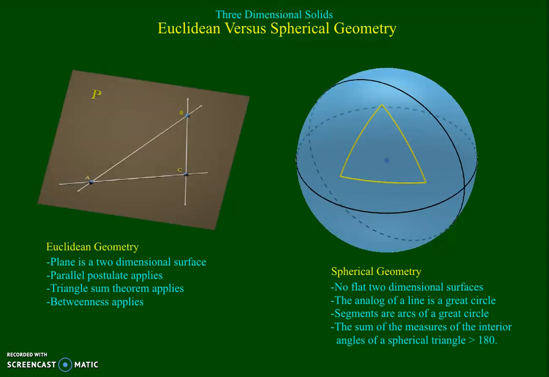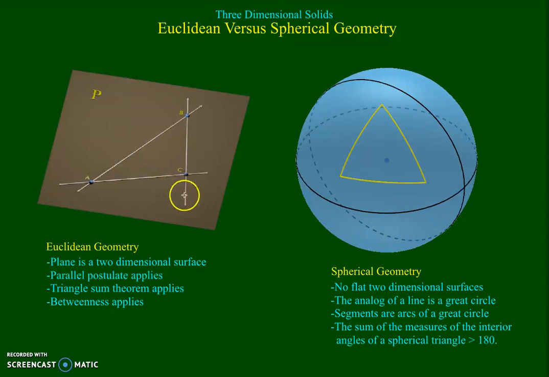There are many types of non-Euclidean geometry, and the one we're going to focus on is spherical, that is the geometry of a sphere. Now let's take a look at standard Euclidean geometry, that is the geometry of two-dimensional space. We start with the idea of points, lines, and planes. A plane is a two-dimensional surface. In spherical geometry, there are no flat surfaces. The analog to a plane in spherical geometry is the surface of a sphere.